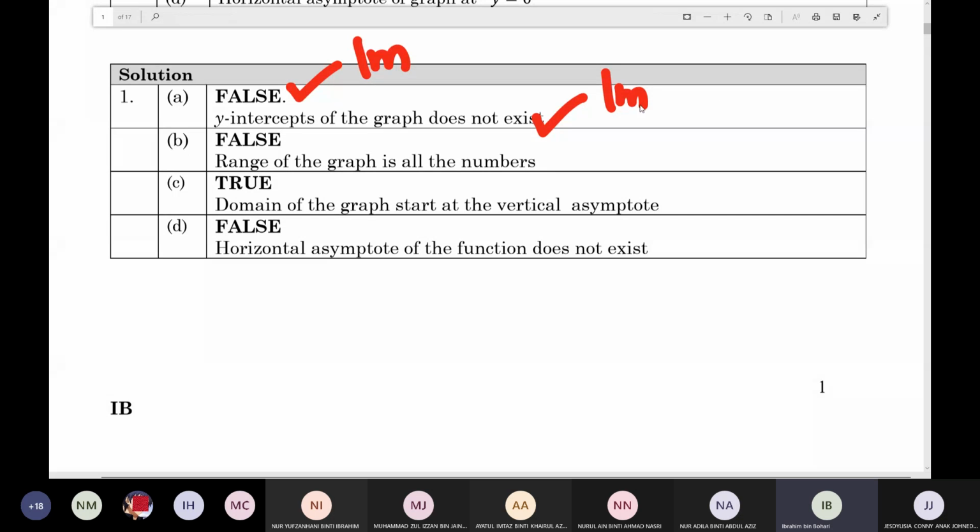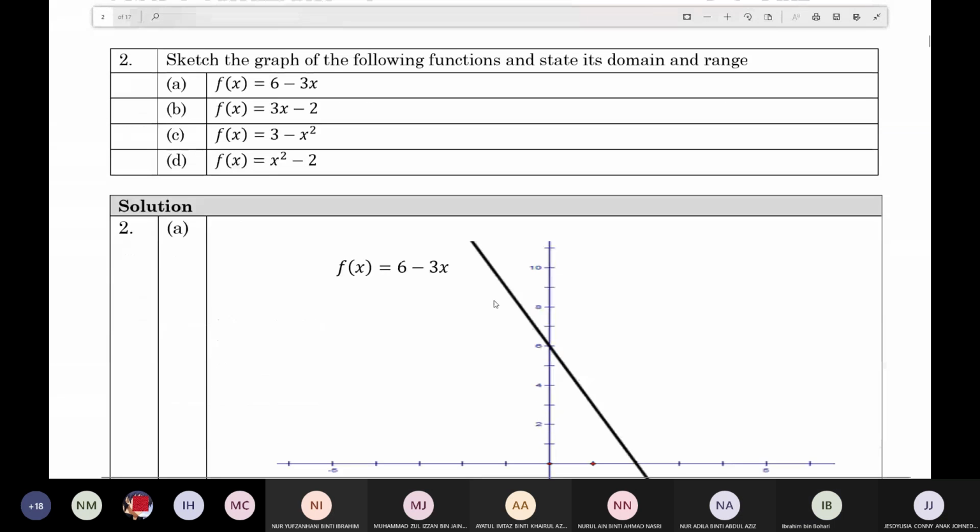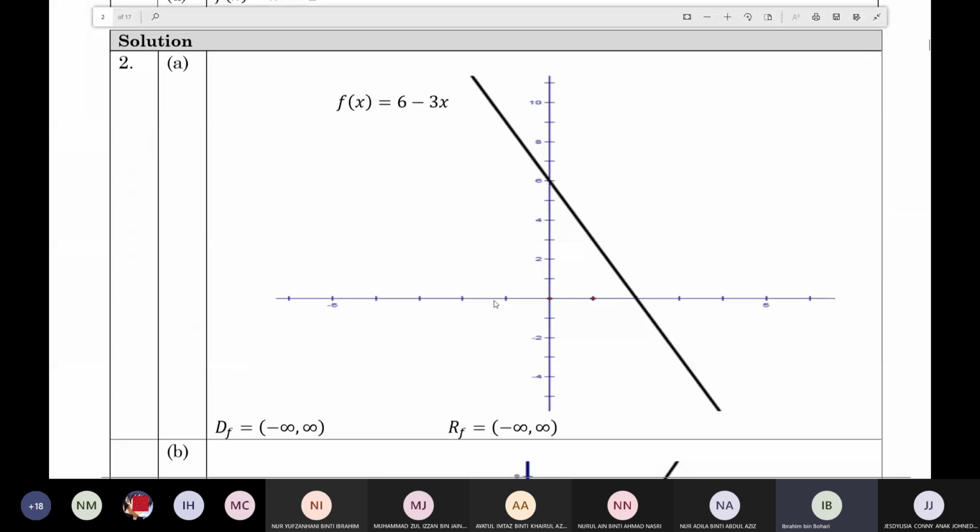Okay, settle. Question 1 and question 2. Okay, question 2 pun sama. Question 2, the linear function. Ini sangat tak ada masalah. Linear ni pakai pembaris saja, dapat jawapan mudah. So this one, you label the y-intercept equal to 6. And the x-intercept here equals 2. Okay. Linear function, domain and range is all the real numbers. Memang confirm, tak perlu check pun. Linear function and cubic function. Jawapan dia sama saja.